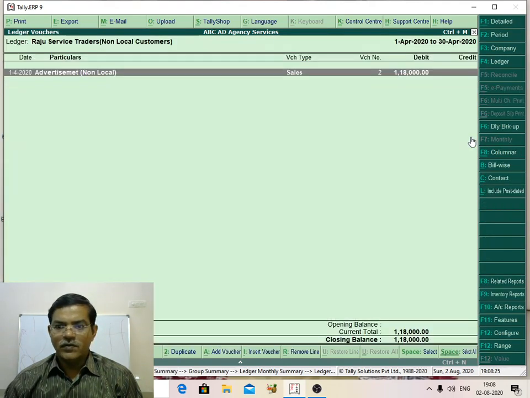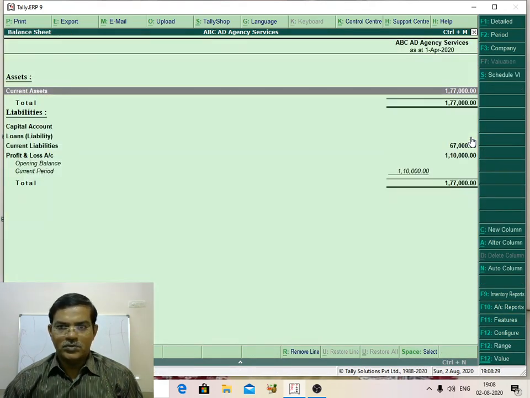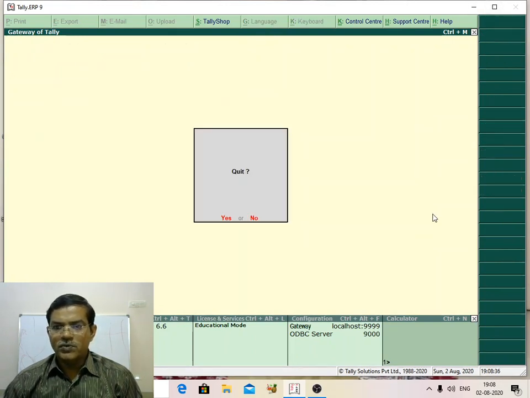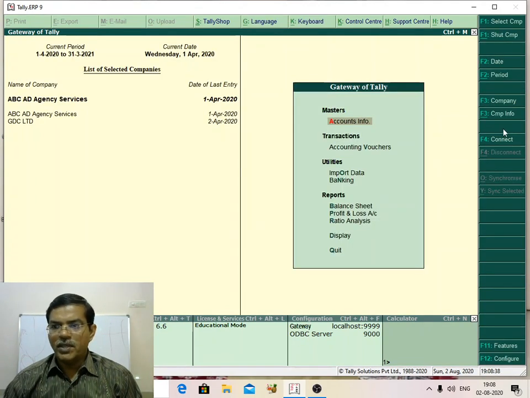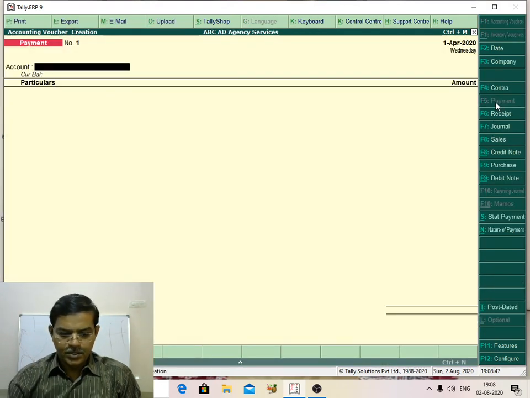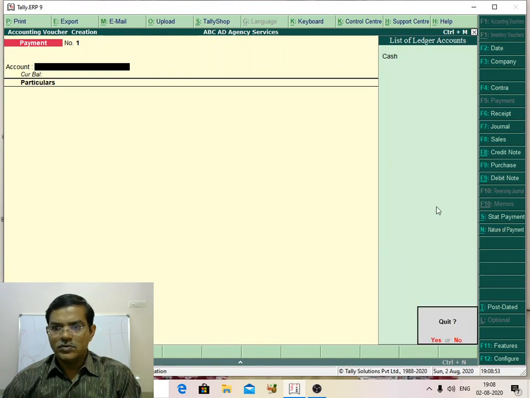Okay, so after that I want to show you we are collecting some amounts, receipts and payments. For example, we collected through cash only. I will show you how to post the receipt voucher and payment voucher. First, I will pay the amount, using the accounting voucher, payment. I am paying through cash only, so I will select cash accounts.